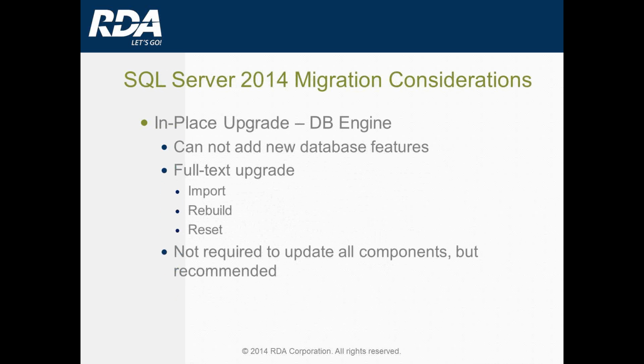One of the impacts is if you use full text, and there's three options to upgrading that. You can do an import, which basically will import the previous full text catalog, and that does not use any of the 2014 enhancements. You can rebuild, which would give you the full enhancement use, but that's definitely time consuming, and it's going to require additional memory and CPU, which may cost you depending on your situation. And then there's a reset as well.